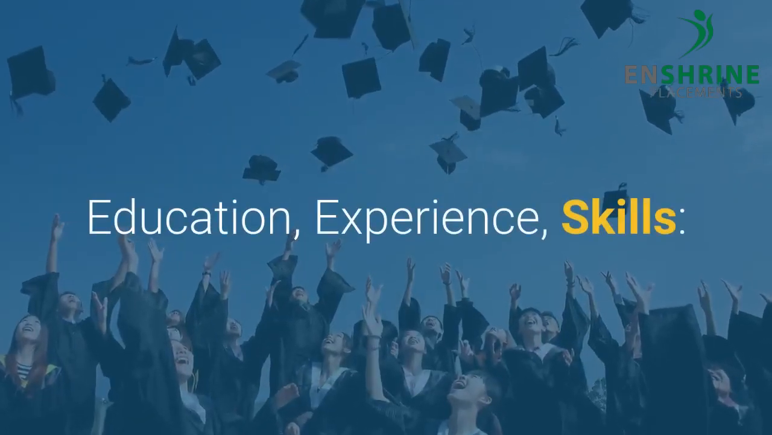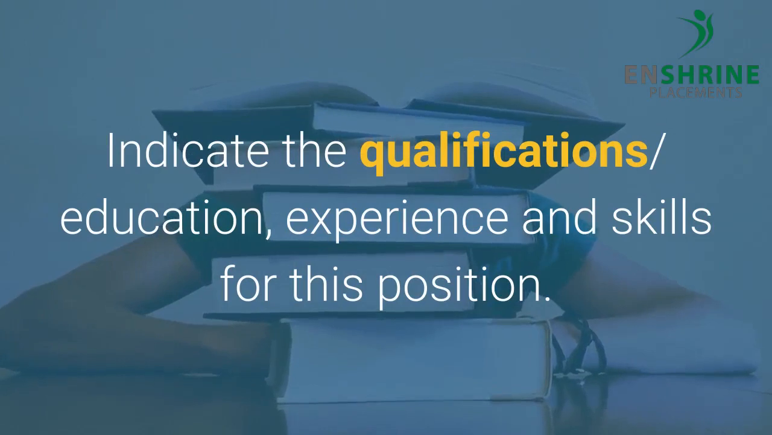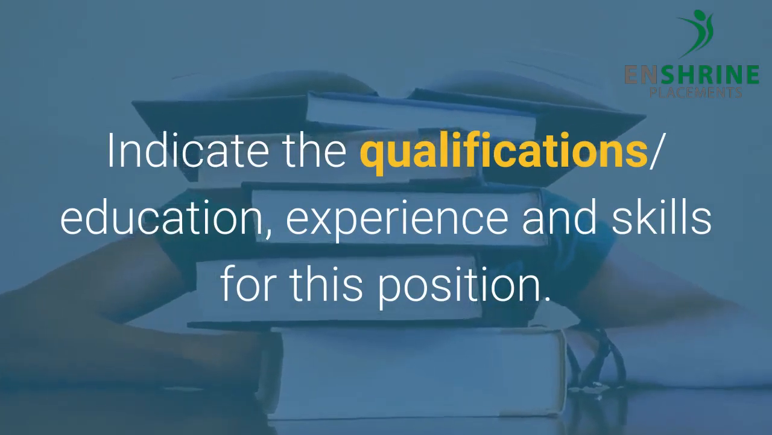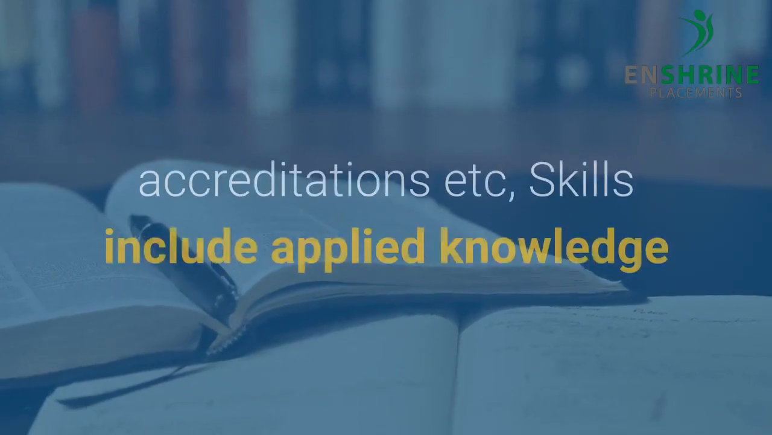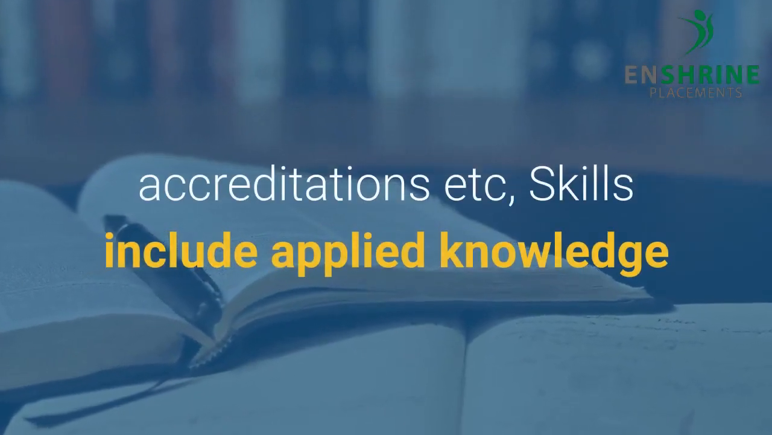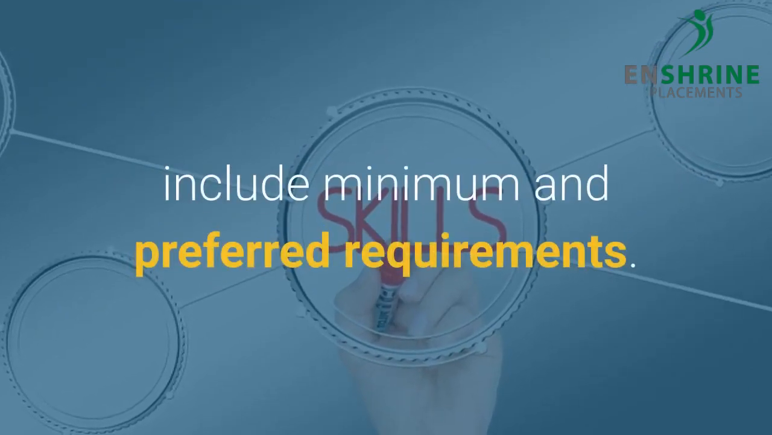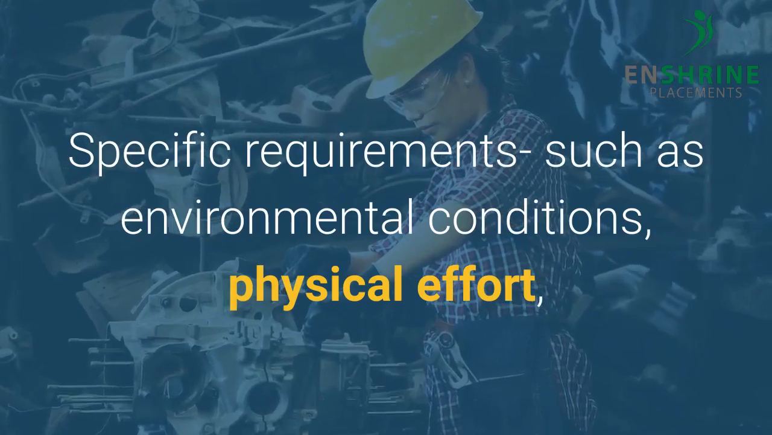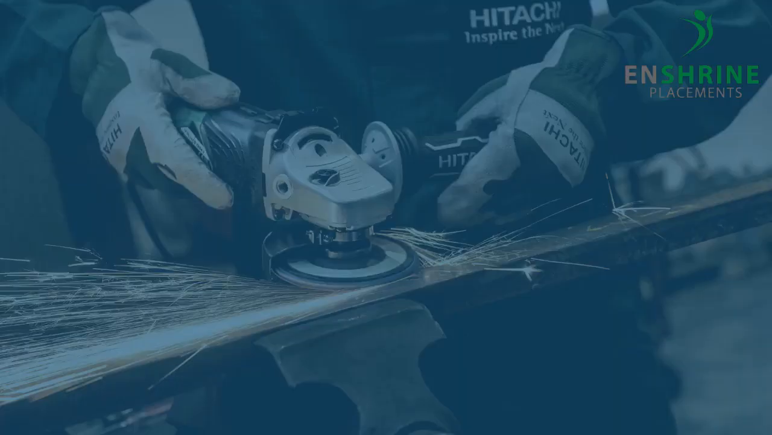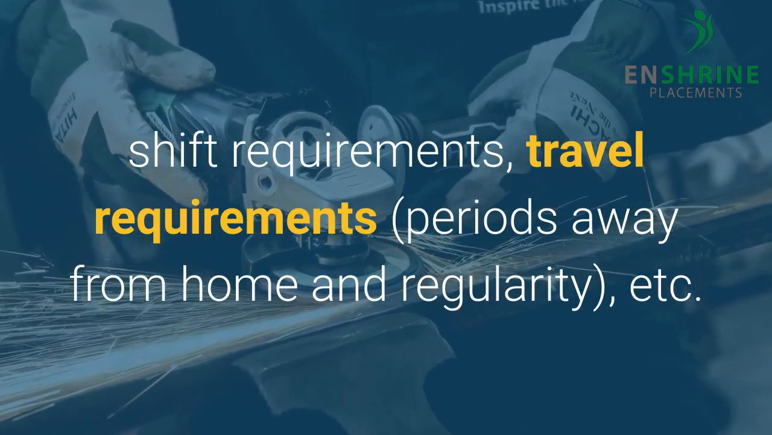Education, experience, skills. Indicate the qualifications, education, experience and skills for this position. Education includes formal education, certifications, accreditations, etc. Skills include applied knowledge and technical skills directly related to the position, include minimum and preferred requirements. Specific requirements such as environmental conditions, physical effort, shift requirements, travel requirements, periods away from home and regularity, etc.